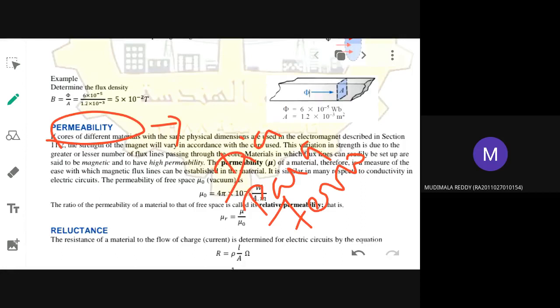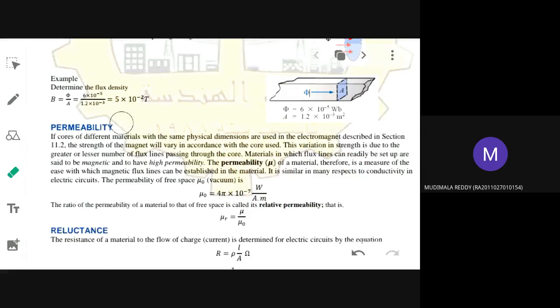What is the meaning of permeability? The name itself will give you the answer. Permeability means what? It is the allowance of the magnetism, isn't it? So that is the meaning of permeability.